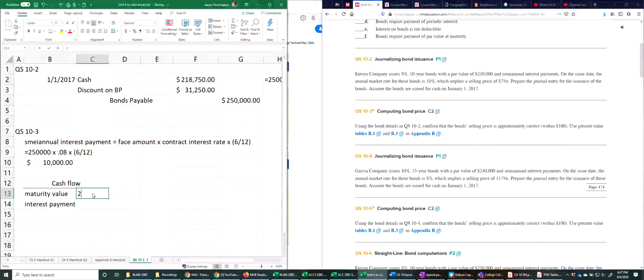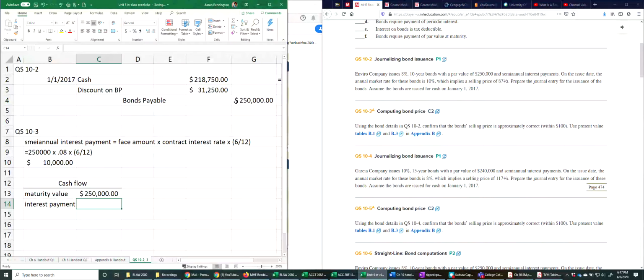So at maturity, you get the par value. That's what the investor would get. And every 6 months for 10 years, you're going to get a nice check from Enviro Company for $10,000.